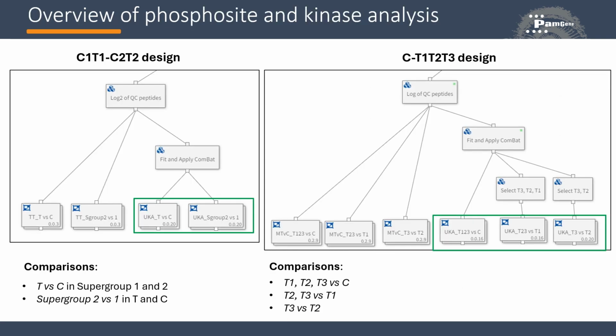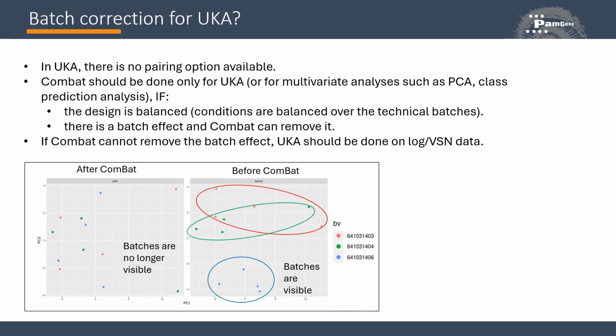Next, let's look at the workflow overviews again and talk about the placement of the UKA apps. They are after ComBat correction. However, for ComBat, we have to keep in mind that it should only be done if the conditions are balanced over the technical batches and if there are batch effects and ComBat can correct them. Otherwise, this step can just be deleted, and the UKA steps can be linked to the log or VSN steps.